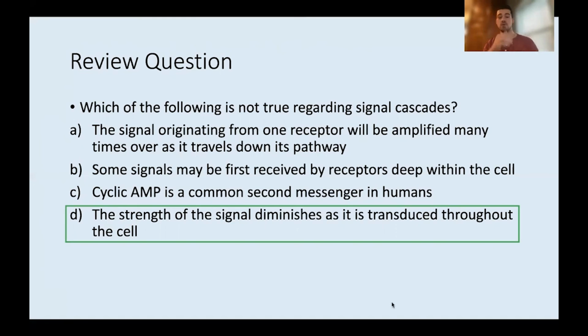And then we finally get to our correct answer choice, D. The strength of the signal diminishes as it is transduced throughout the cell. That's not true. It's actually directly opposite of what A is. So if you could identify that they're sort of antonyms, then you would be able to narrow it down to just A or D. And hopefully you would remember that signal amplification is a part of signal transduction. So the signal actually gets stronger. So D is not true. That makes D the correct answer.